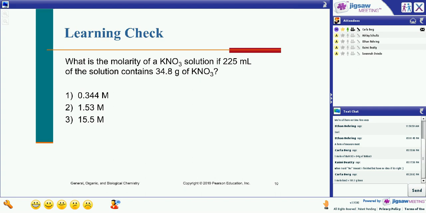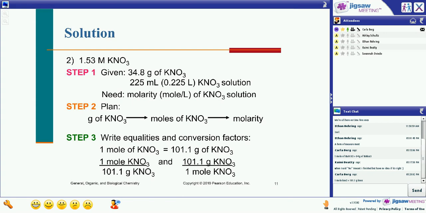Okay, so let's take a look. Go ahead and check your answers with mine. We are going to start with step number 1, which is given 34.8 grams of KNO3 and 225 milliliters of KNO3. What do we need? We need the molarity of KNO3. And now we need our plan. Our plan is grams to moles to molarity. So it should be pretty simple for you guys to figure out.